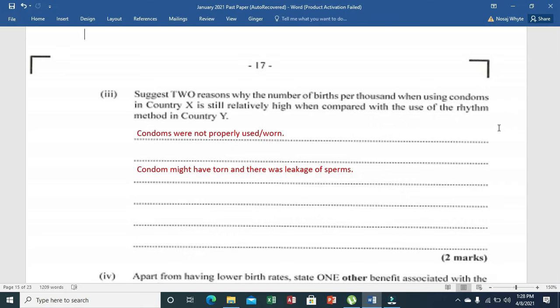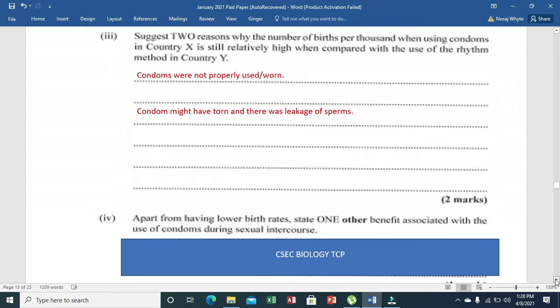There are persons who are even reusing condoms. So all this could of course lead to the high number. The condom might have torn, and there was of course leakage of sperm. So a person might be using the condom, and just before there is ejaculation the condom could have torn, but there might have been early leakage of sperm, and that of course led to pregnancy. So these two things could of course cause the number to reflect as it does in the table.